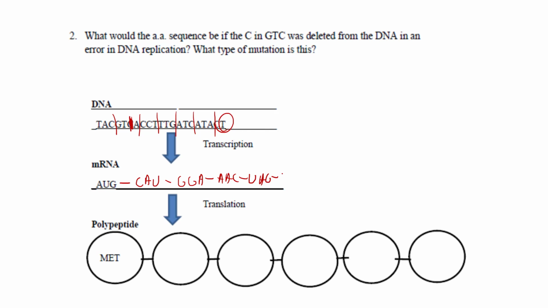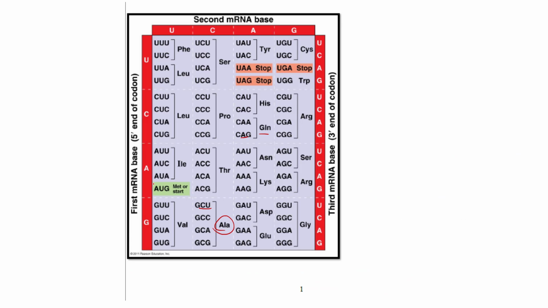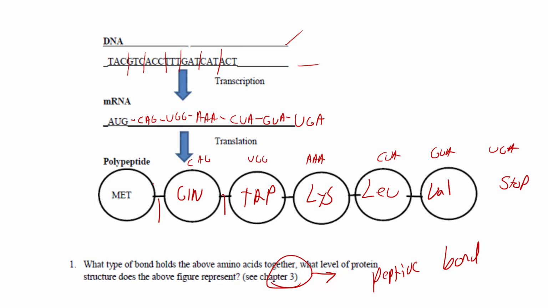ATA would be UAU. And then the last one we're not going to worry about because it's incomplete. We don't know what else is back here. So we will not worry about that one. All right, CAU. And if I get one of these wrong, you can catch it, you can fix it. CAU, I have HIS.